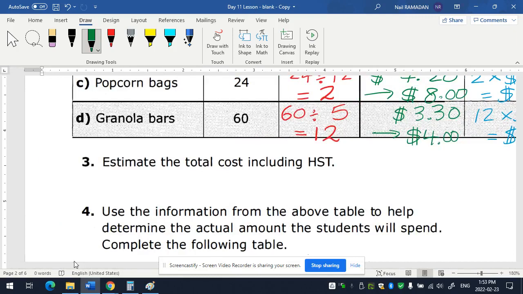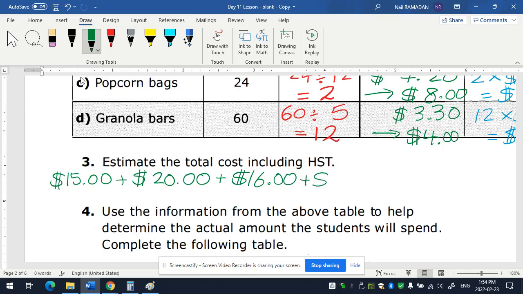I'll squeeze it in. So how much money was the first buy? Was it 20? What was it? 5 times 3, $15. So $15 for the juice boxes, plus how much for the next item, which was the, no, not the popcorn. What was the second thing? Water bottles. Yes. Was it 20 bucks? Because 5 times 4, $20. Keep going.